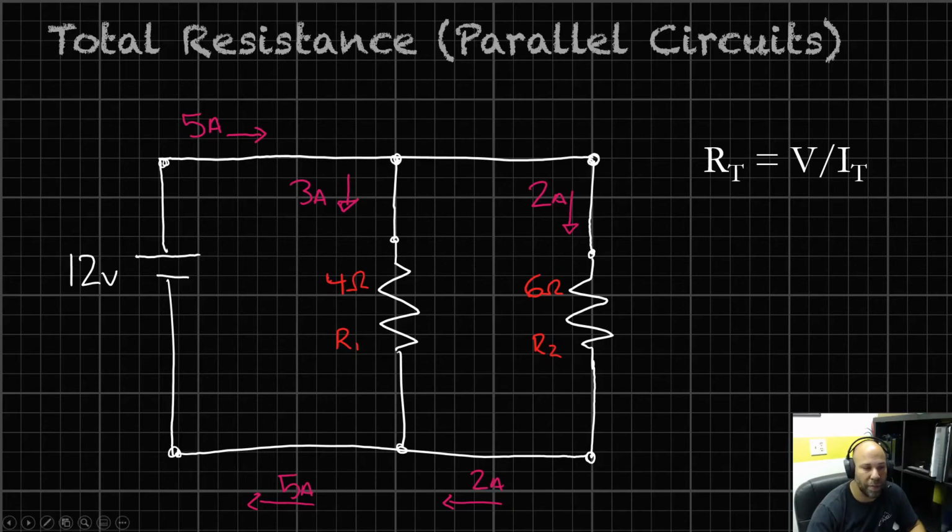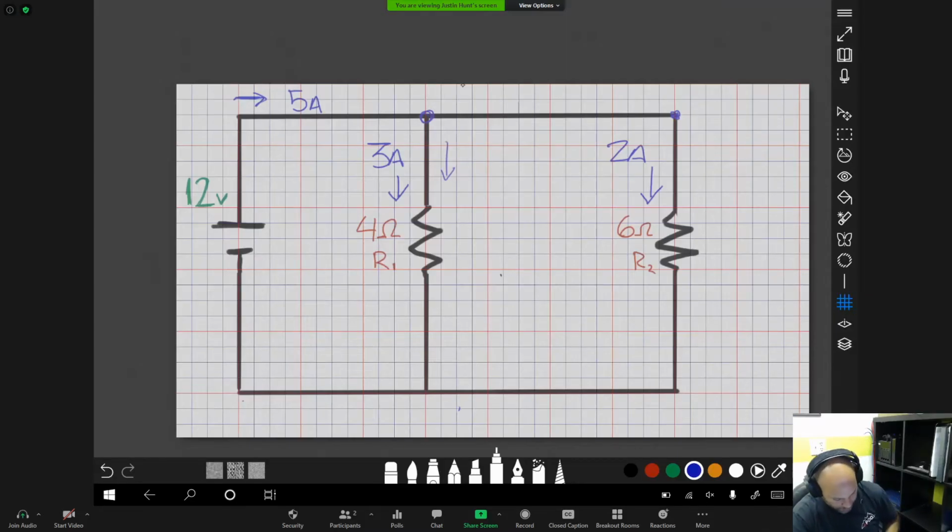Let's take a look at this one. Alright, we cleared up some space to find out how we can utilize this formula. We've got our total resistance is equal to voltage over total current. So let's see how this would shake out for us. We know that our voltage is 12. Our total current is actually the current coming out of the battery, coming out of the source, right? So our total resistance is equal to 12 over 5.